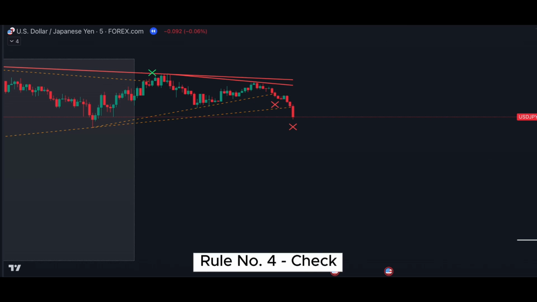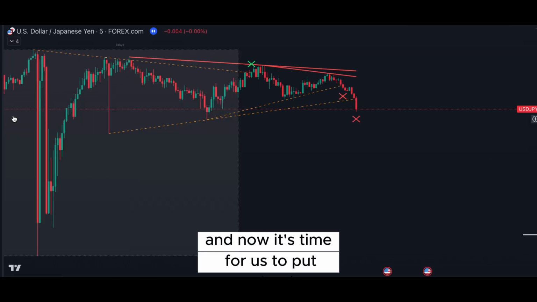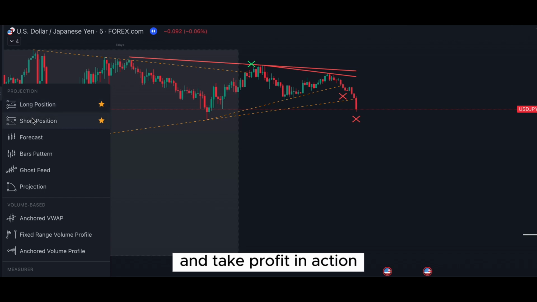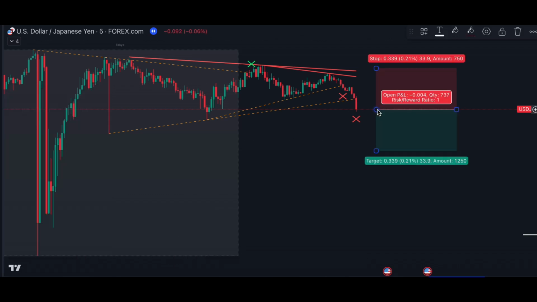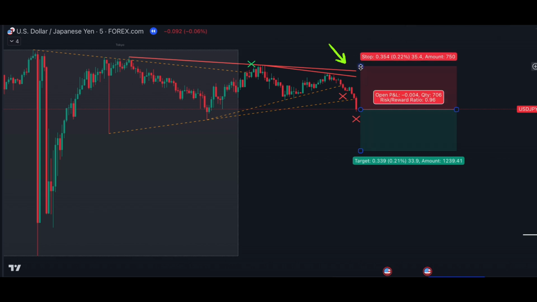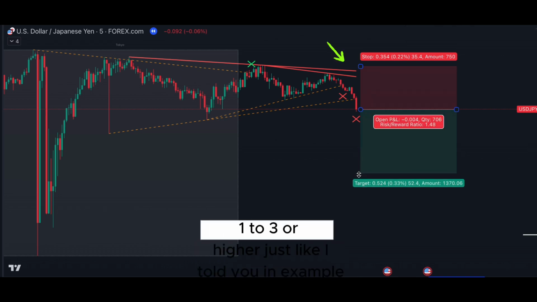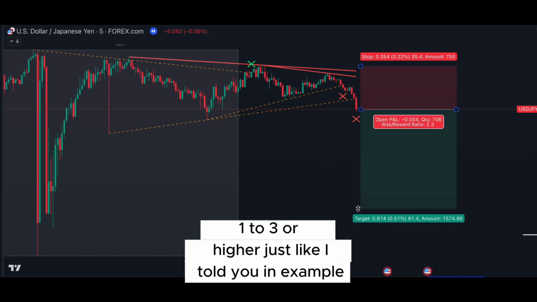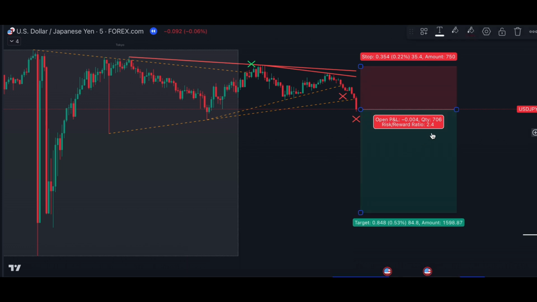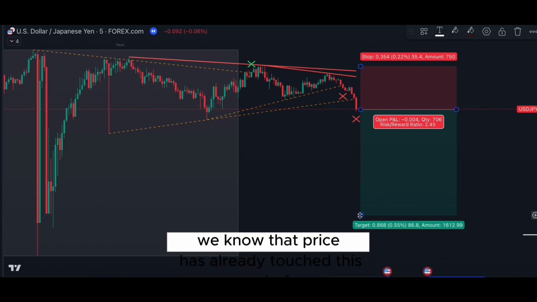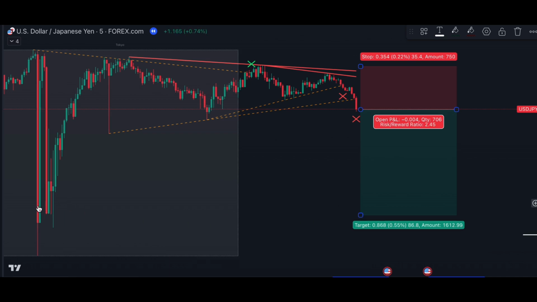Rule number 4, check. And now it's time for us to put our stop loss and take profit in action. So what we do right here is that we put our stop loss just above that red trend line right over here. And when it comes to take profit, we always aim for a 1 to 2, 1 to 3 or higher, just like I told you in example number 1. But for this example, we're going to target this area right here. And this is because we know that price has already touched this area before.